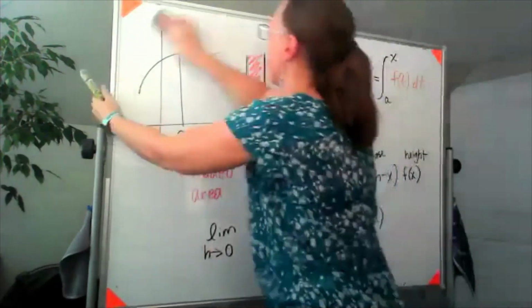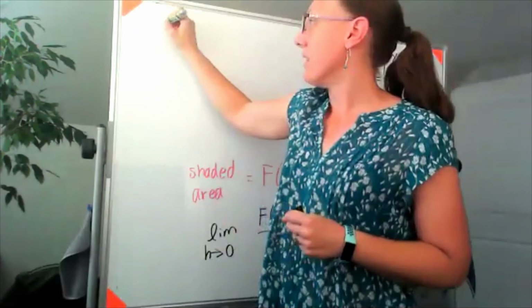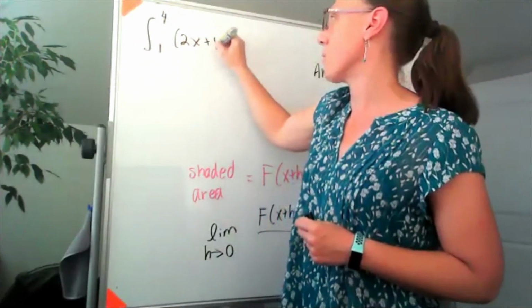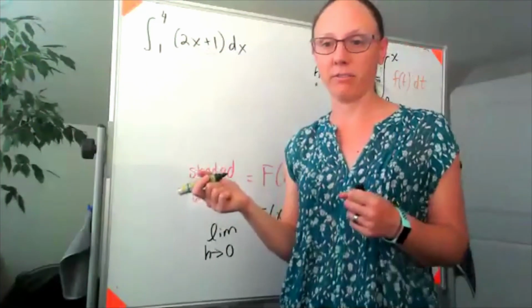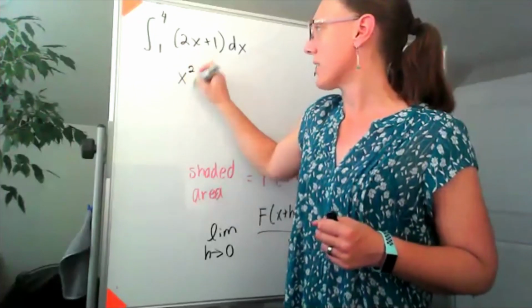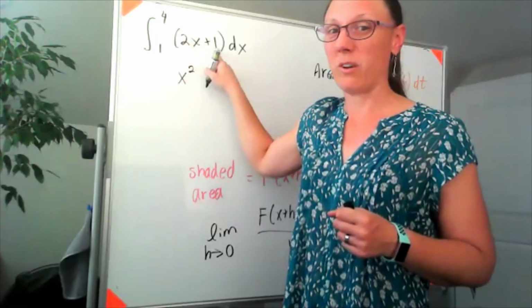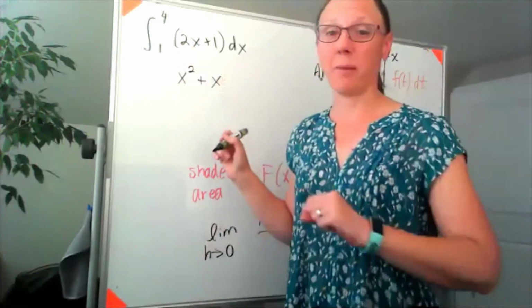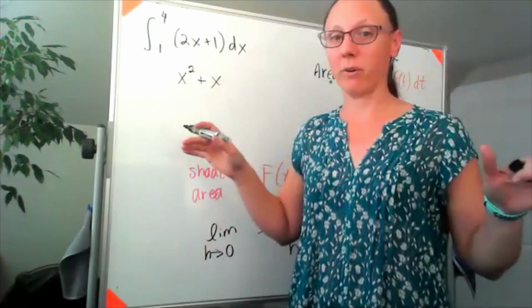let me get rid of my picture for a second. If I wanted to figure out the area from 1 to 4 of 2x plus 1, all I actually have to do is find the antiderivative. What's the antiderivative of 2x? Well, it's got to be x squared because that's whose derivative is 2x. And the antiderivative of 1 is going to be x. And I don't have time to prove the second half of the fundamental theorem of calculus, so this is going to have to wait for Wednesday.